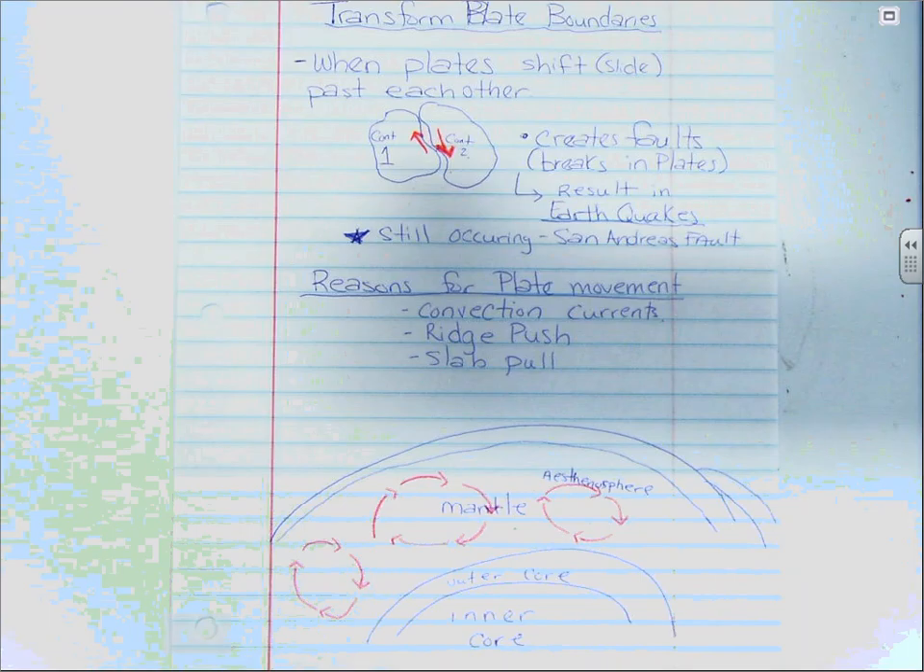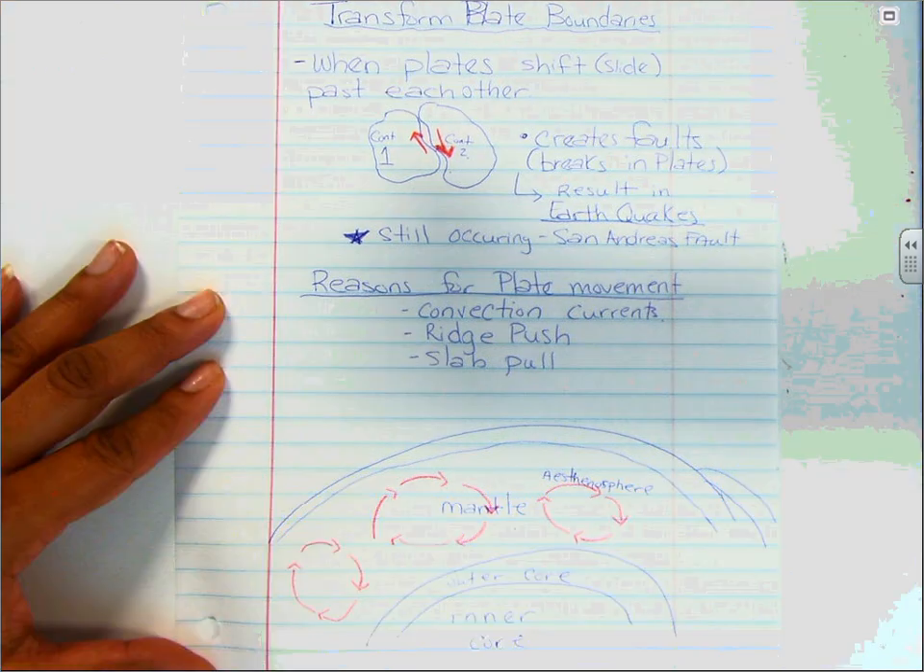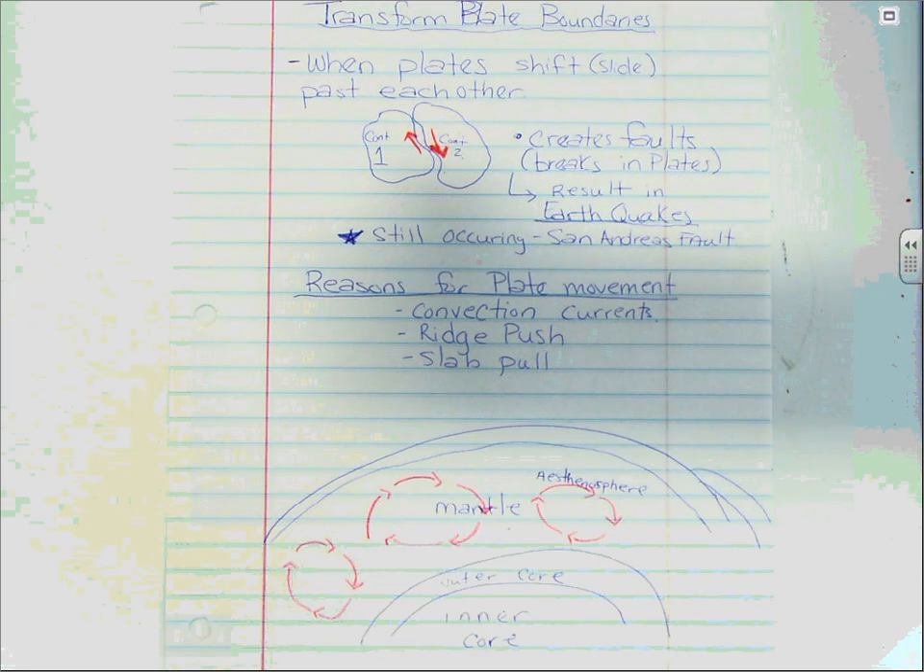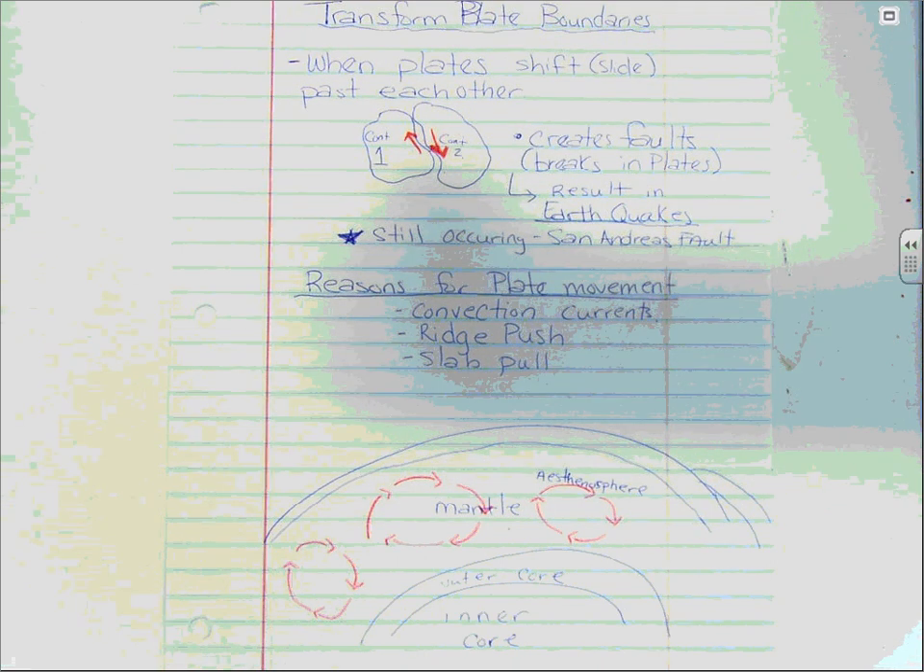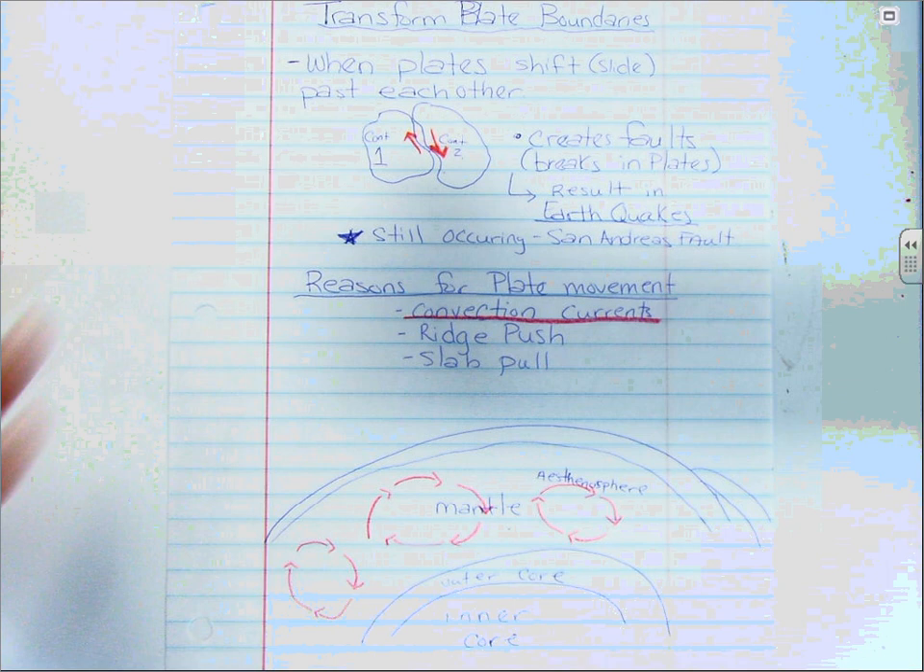So here we have, what are these? What are these red lines representing? Out of the three reasons for plate movement, what are the red circles? Convection current. So the movement of the lava within the mantle is the convection current.